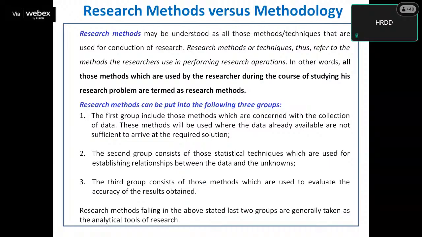The third group consists of those methods which are used to evaluate the accuracy of the results obtained. Those will be done in the next classes, where Ramya madam will come and teach you how to find out the statistical error of anything. Statistically, these are the different sizes of TiO2 nanoparticles you get. What is the statistics? What is the variation? How much error can each size have?